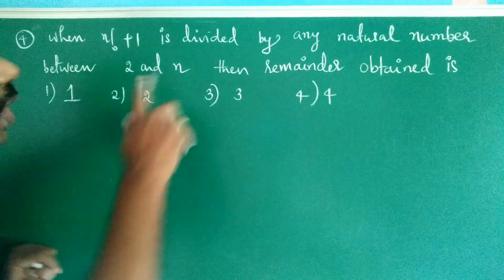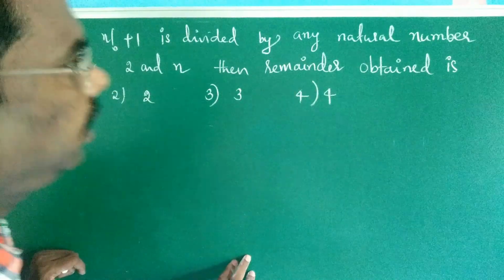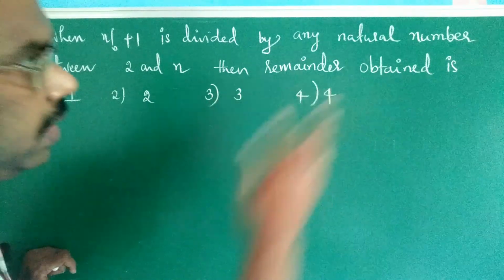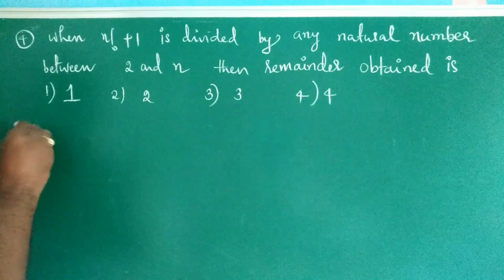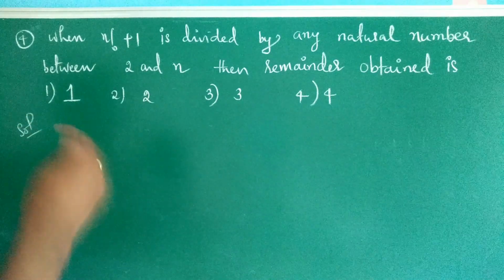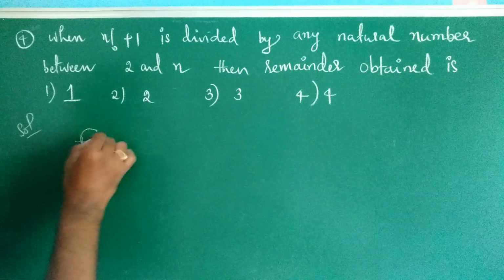When n factorial plus 1 is divided by any natural number between 2 and n, then the remainder obtained is? Now between 2 and n means n is a natural number. Now consider n is equal to 5.